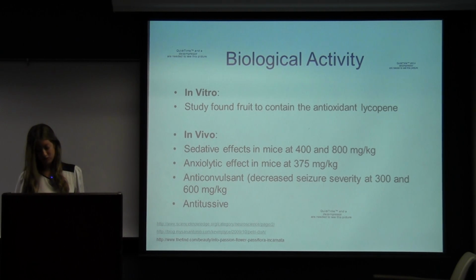Singh et al. in 2001 found that the treatment of the extract was able to reduce seizure activity at 300 and 600 milligrams. Grundmann et al. in 2008 showed that it has anxiolytic effects in mice at 375 milligrams. And Dewan and Sharma in 2001 showed that the methanol extract from the leaf was able to suppress induced coughs in mice.